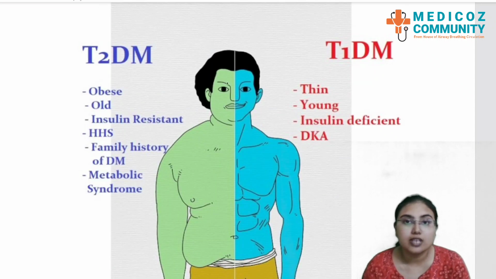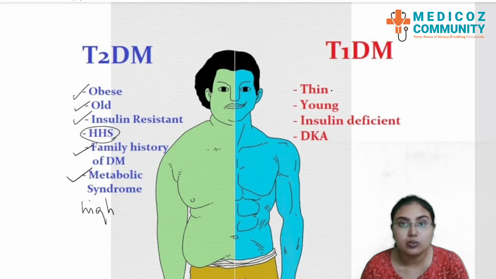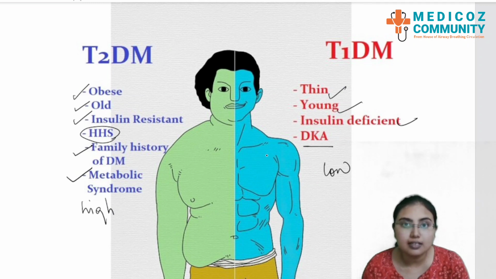So like we discussed, type 2 DM individuals are usually obese, in their old age, insulin resistant, might present with HHS, family history of diabetes mellitus, metabolic syndrome, and what we are missing here is your C-peptide and insulin levels are extremely high. On the other hand, type 1 DM, the individual is thin, young, insulin deficient, and might present with DKA. And what happens to the insulin and C-peptide levels? They are usually low. So please remember this diagram where the patient is thin, cachexic in type 1, obese, middle-aged in type 2.